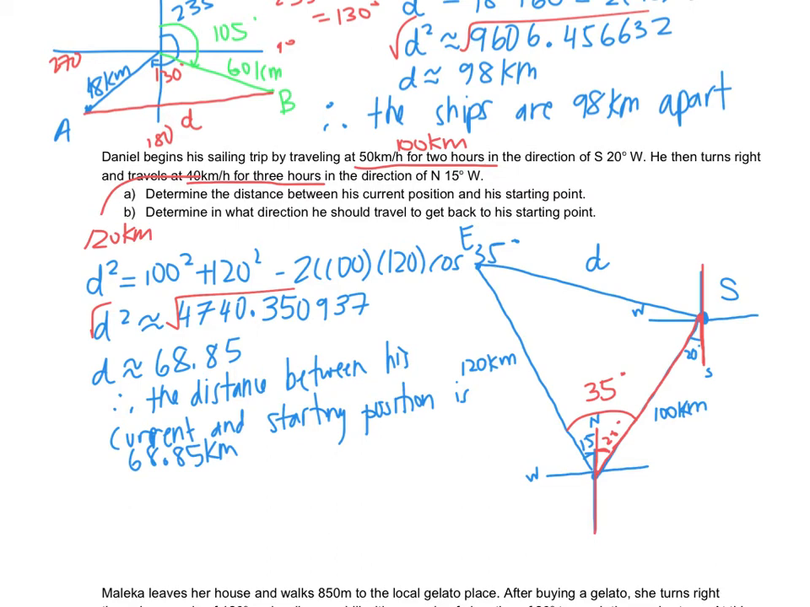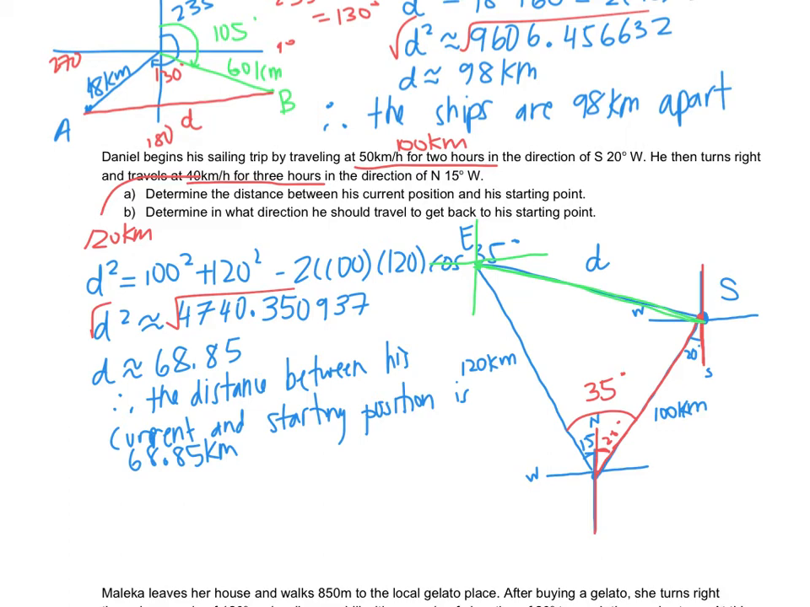All right, part B. Determine in what direction he should travel to get back to his starting point. So this is the end point here, and I'm just going to put another north, south, east, west. They're pretty much asking me to find one of these angles so I can figure out how to get back to the start. So if this is his end and he's trying to get back to the start, I need to find the angle of this line.